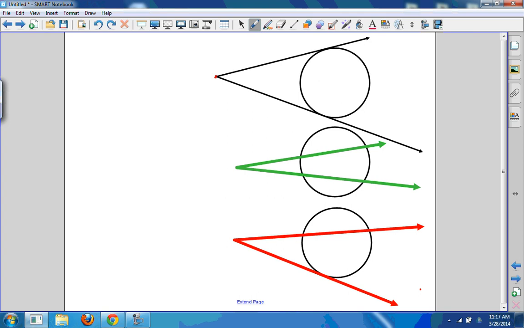So let's take a look at this black one first here. So we have this point outside the circle. So I'm going to call this X. And it has a special relationship, just like the inscribed angles. And X is equal to 1/2, we'll call it the big arc, minus the little arc.